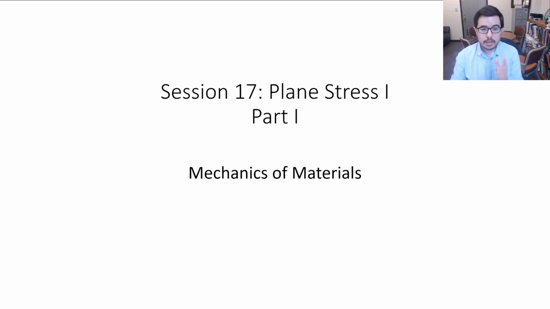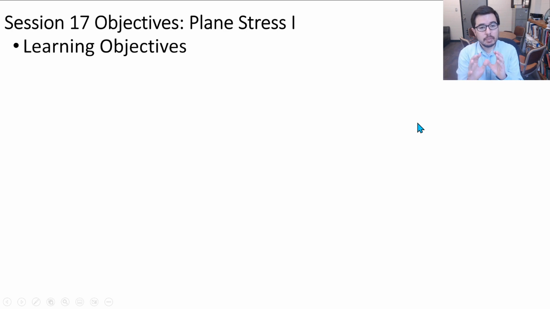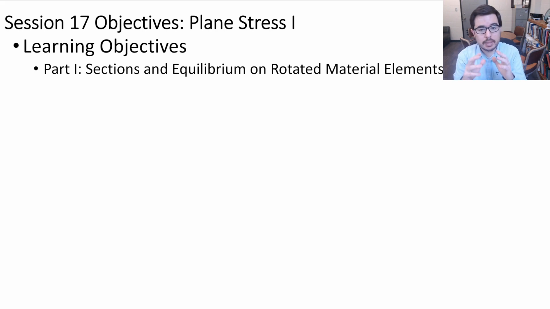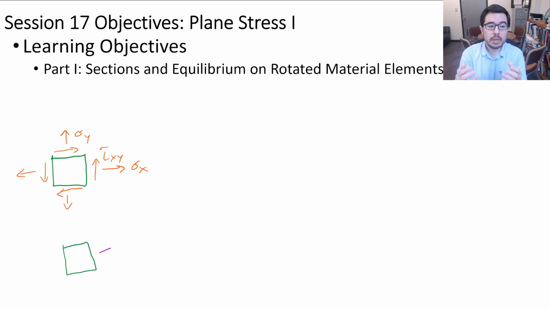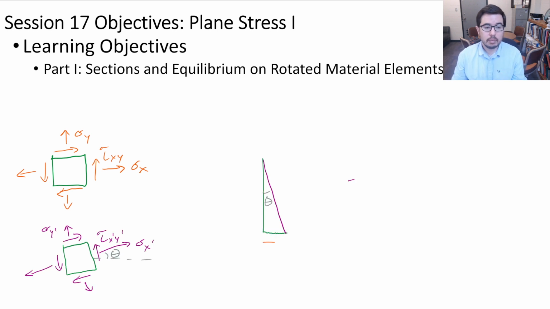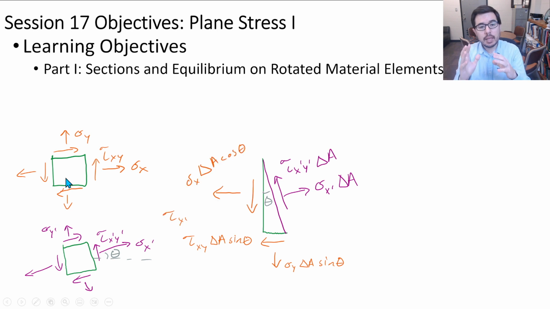In this session, which will be broken into 3 parts, we're going to have the opportunity to cover some new concepts concerning how we can look at the state of stress at a given location. So we're going to start with a 2D state of stress, like you see over here, and then rotate the element by some amount and look at these other stresses that can be associated with the same state of stress. So we're doing a transformation.